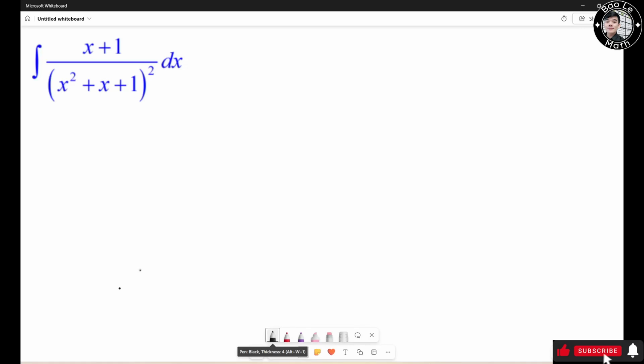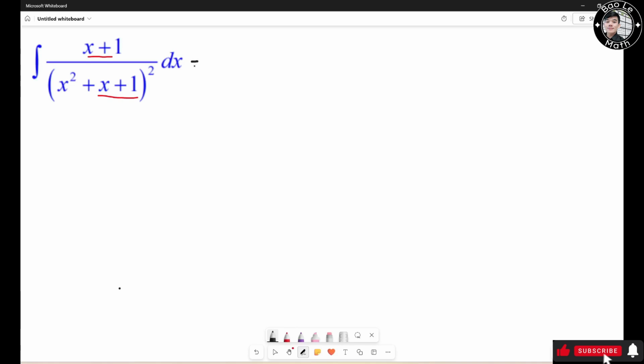Hello everyone, in this video we're going to learn how to solve this challenging integral. We need to calculate the antiderivative of (s + 1) over (s² + s + 1) all squared. Observe that on the top we have s + 1, and on the bottom we have s + 1 right here.